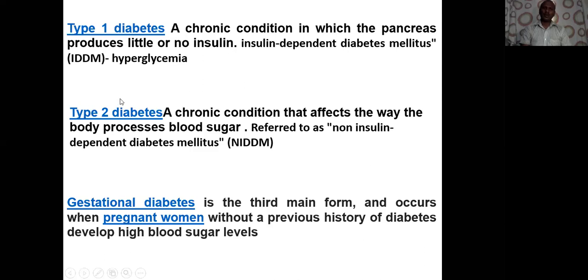Another one, which is not commonly observed, is gestational diabetes, which you will observe in pregnant women. So that is temporary.